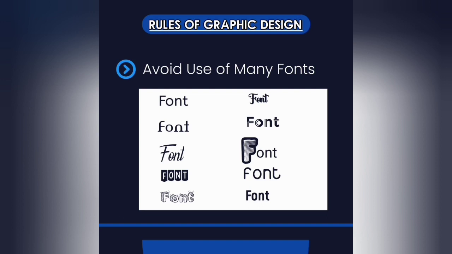The next, avoid the use of many fonts. Limit yourself to at most 3 or 4 fonts per design. In fact, many designers recommend 3 fonts max. Too many fonts will look unprofessional and your work will be ugly. That's just the truth. You cannot be using about 10 fonts in just one design. Avoid the use of many fonts.